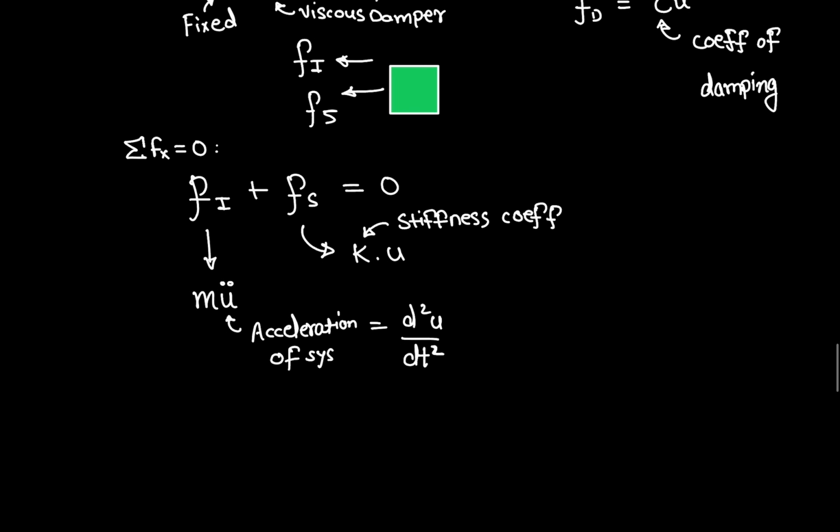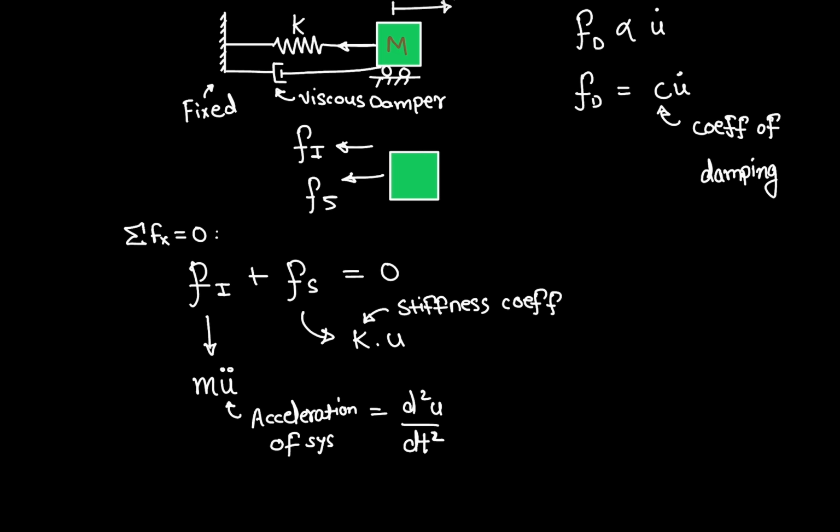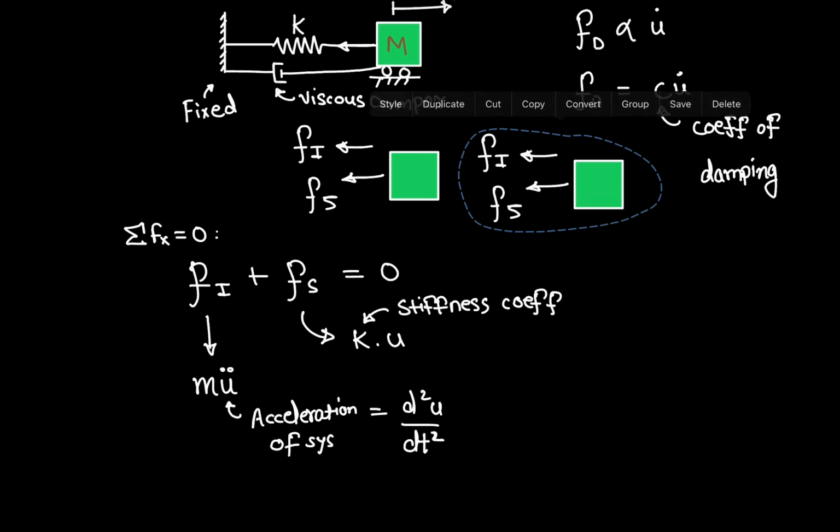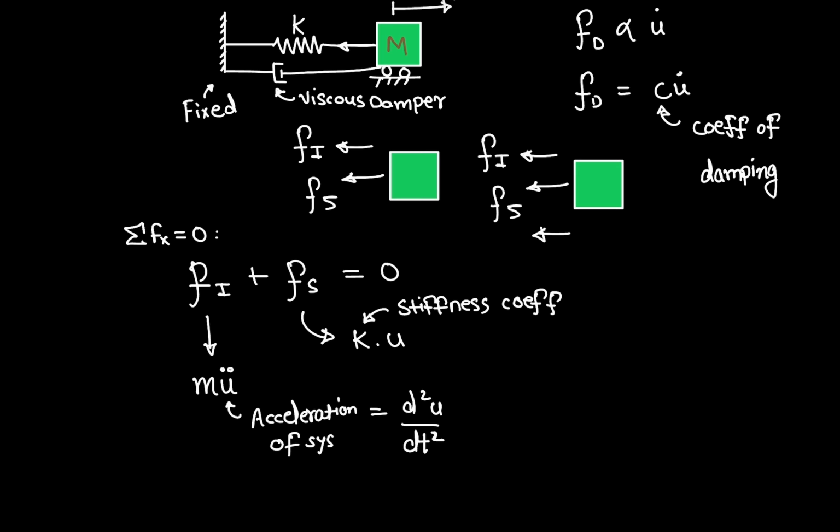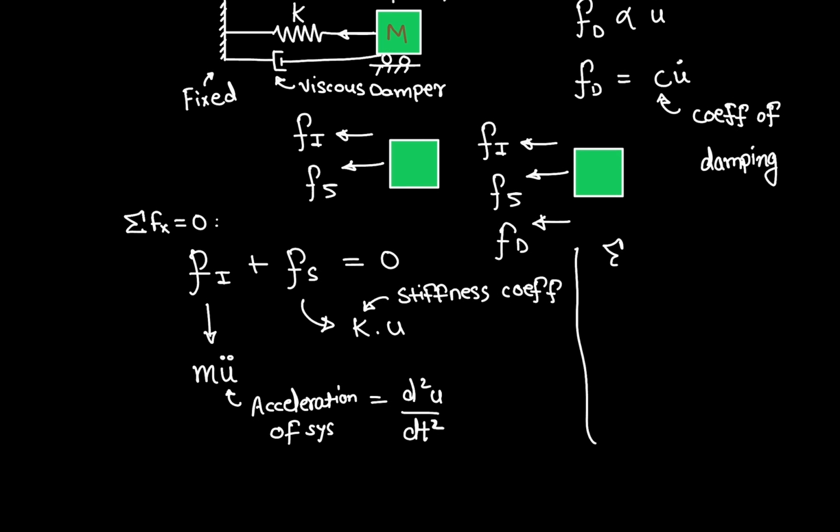Hence, if that was the case, our free body diagram would also include another term, which would be Fd, and hence our equation of motion would become summation Fx equal to 0, and from here Fi plus Fs plus Fd equal to 0, where Fi we know is m u double dot plus Fs is K u plus Fd is C u dot equal to 0.